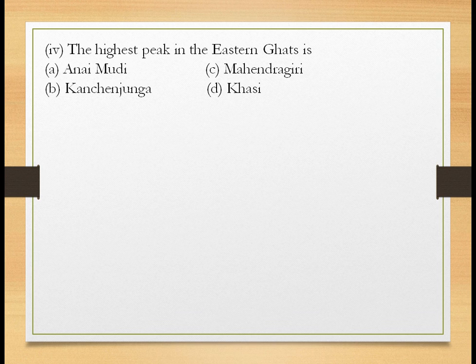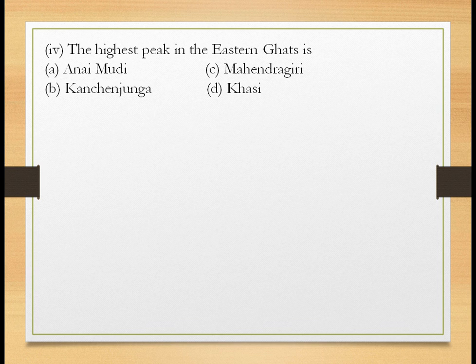Next, 4th, the highest peak in the Eastern Ghats. First we are seeing the options: Anaimudi, Kanchenjunga, Khasi, and Mahendragiri. So A and D are the highest peaks in the Ghats. One is in the Western Ghats, one is in the Eastern Ghats. Kanchenjunga will not come and Khasi will not come. They are in the Himalayas.